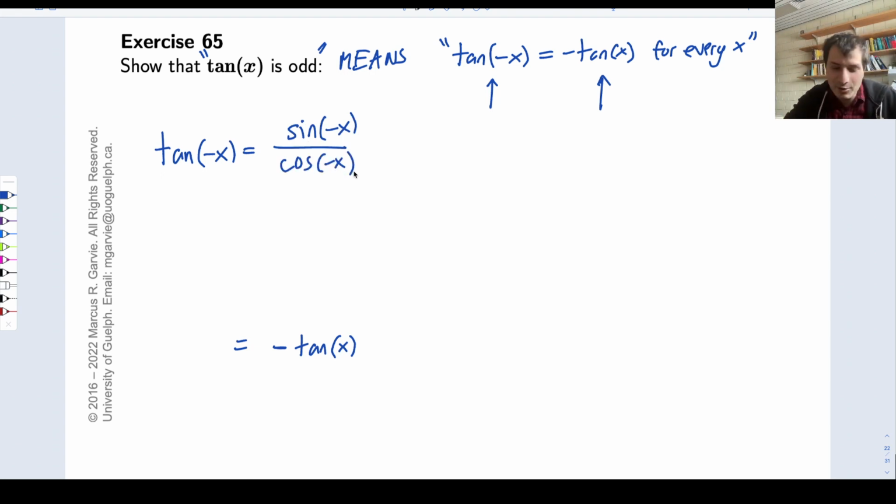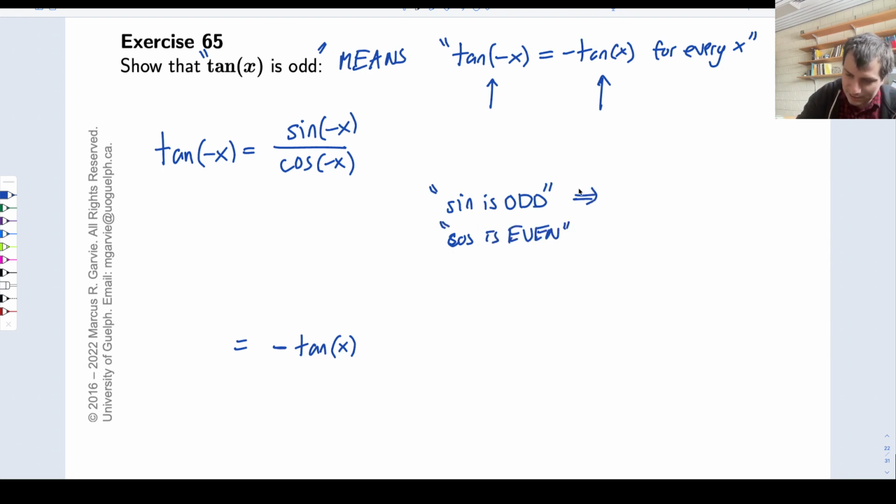Okay, how can I... I've got to keep going. I've got to get to something with a plus x inside, not minus x's. How can I do that? Well, sine and cosine are themselves even and odd functions. So maybe I can use the fact that sine is odd, and the fact that cosine is even, and maybe these facts will help me. What do these facts mean? Well, these facts mean that the sine of negative x equals minus the sine of x, and cosine is even means cosine of negative x equals cosine of x.